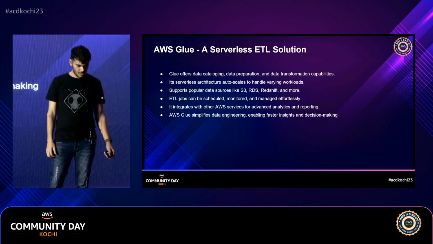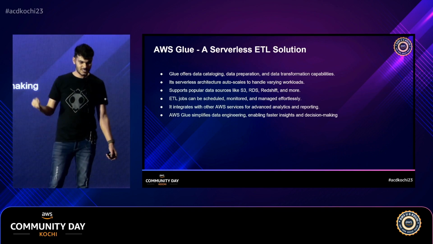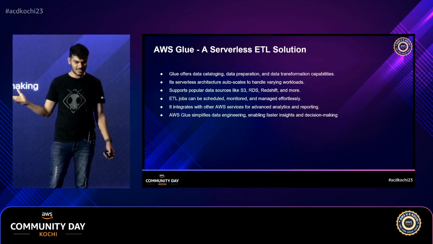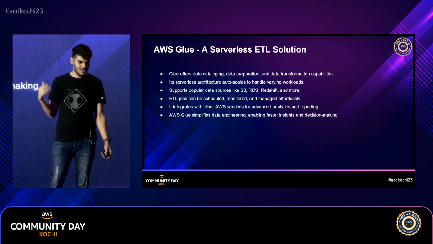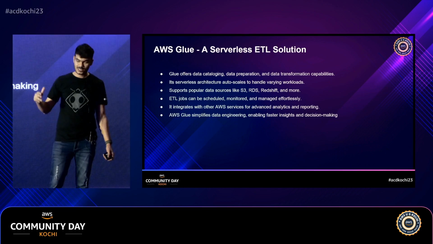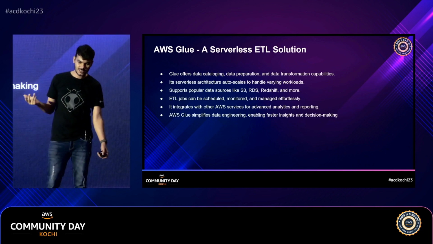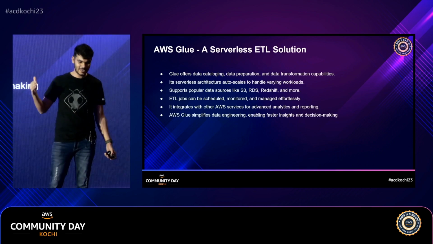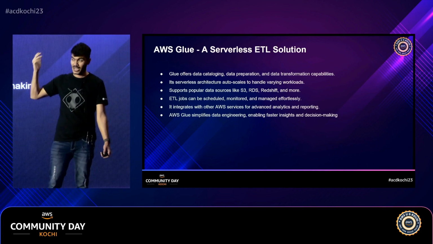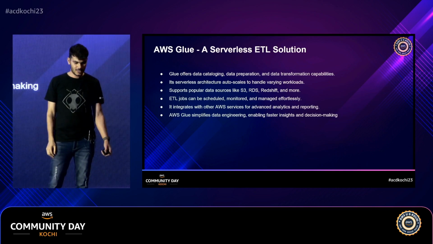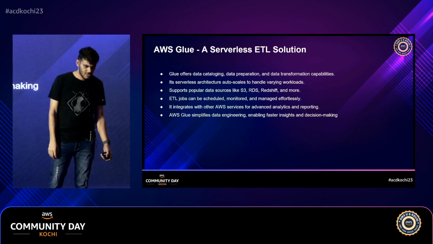So this is a summarization of what I just said. Glue offers data cataloging, data preparation, and data transformation capabilities. Its serverless architecture auto scales to handle workloads. It supports popular data sources like S3, RDS, Redshift, and more. So for your Glue catalog to catalog data, it doesn't have to be in S3. It could be residing in DynamoDB or your RDS or Redshift.